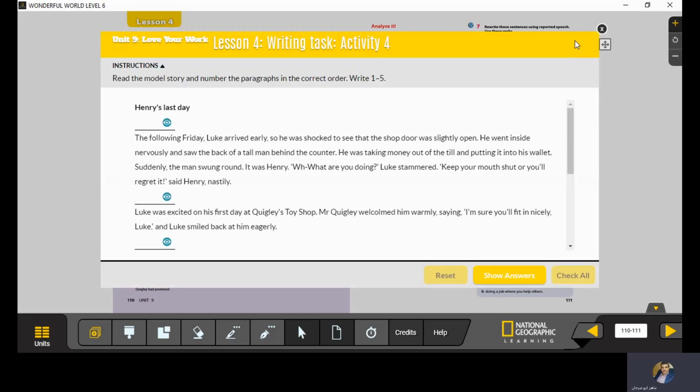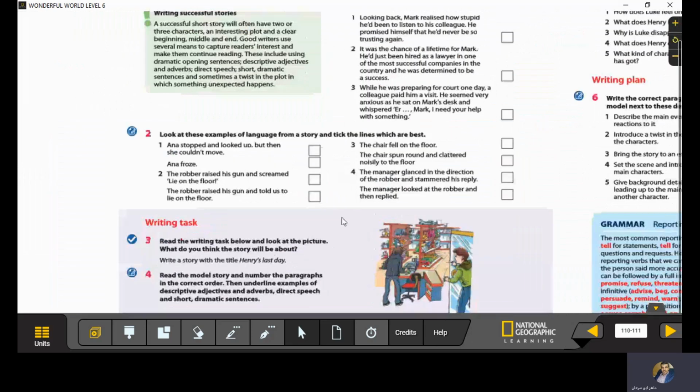Let's go to exercise number 4, but I believe I should zoom in. It's much better. Let me zoom in here.